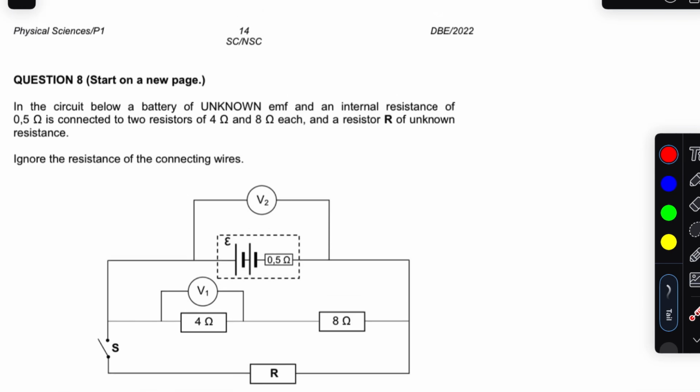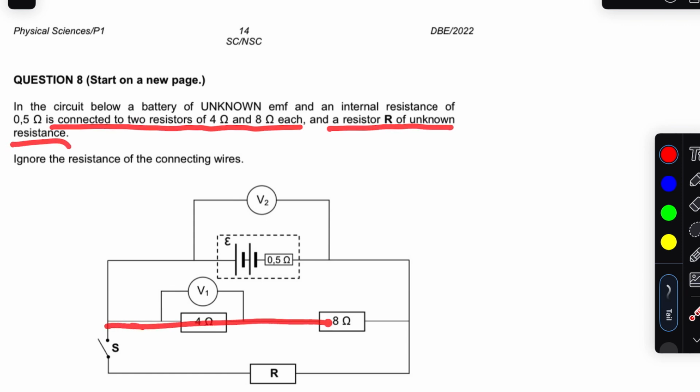It's a June 2022 national paper, right? Let's cut to the chase. It says: in the circuit below, a battery of an unknown EMF and an internal resistance of 0.5 ohms is connected to two resistors, 4 ohms and 8 ohms, and a resistor R of unknown resistance.